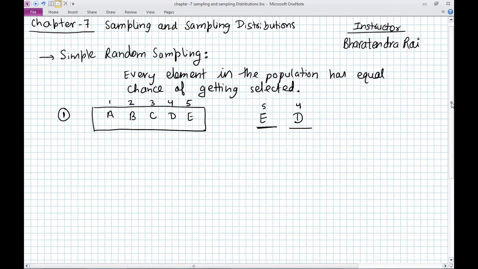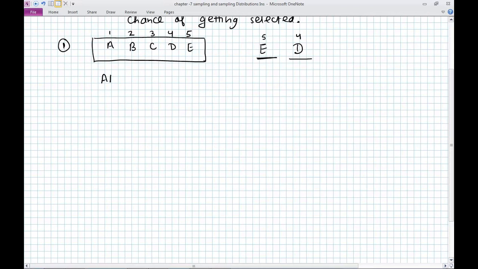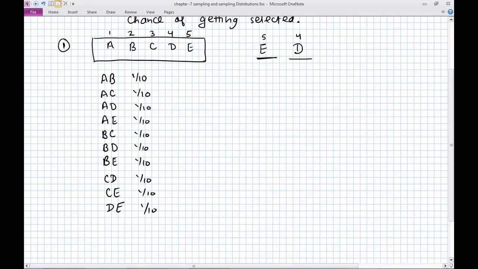If I make a list of all possible samples, it is going to look like this. You could get AB in your sample, AC, and then with B's, so BC and so on until DE. DE and ED both are same. So now if you see all these possible outcomes, you have 1, 2, 3, 4, 5, 6, 7, 8, 9, 10 of them. And the chance of getting any one particular sample is 1 by 10. So AB has 1/10 chance, AC has 1/10, and so on. So each sample has equal chance of getting selected, and that's why this process is called simple random sampling.